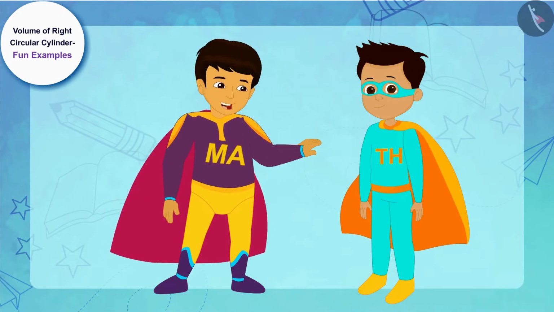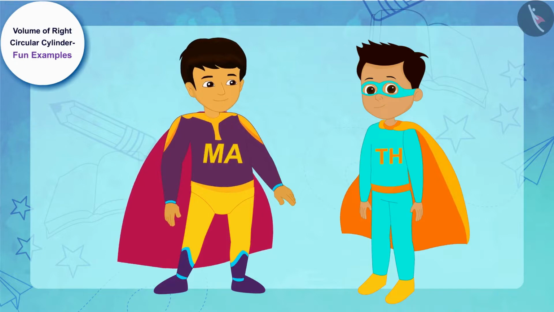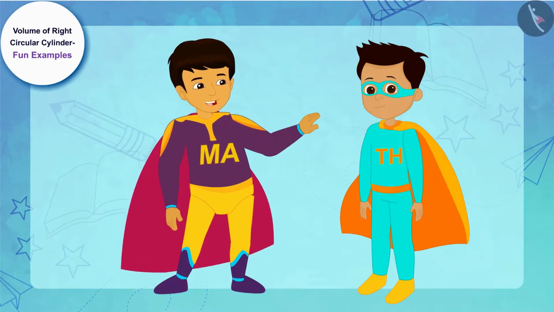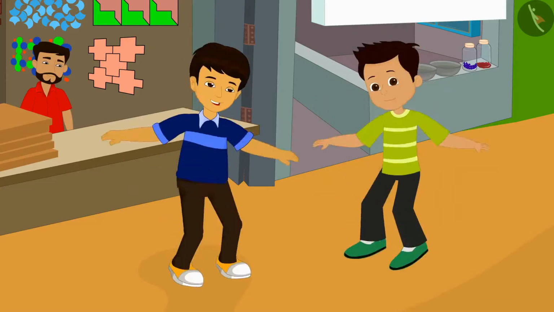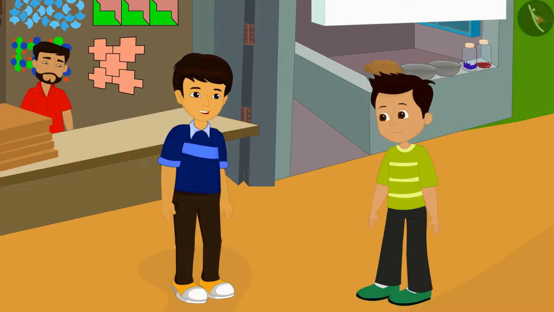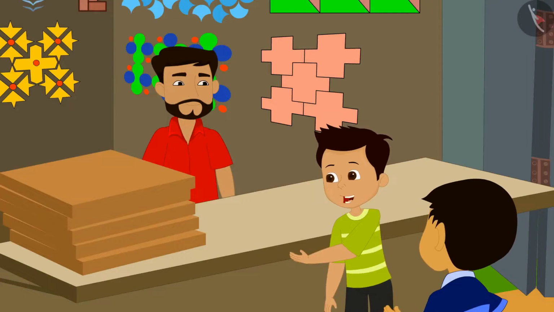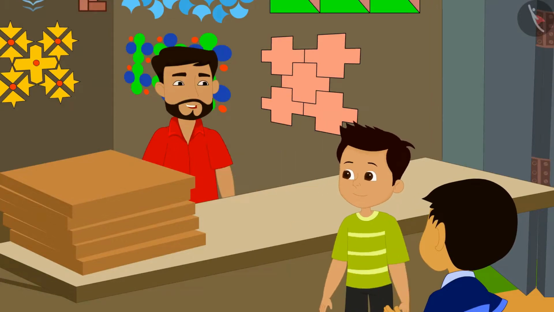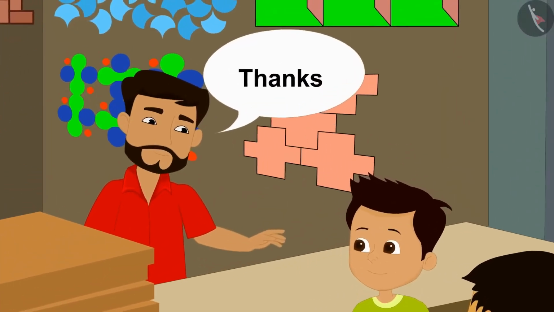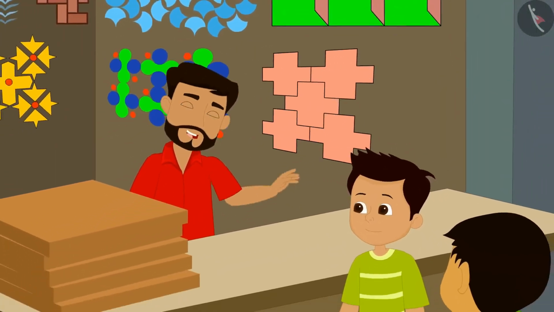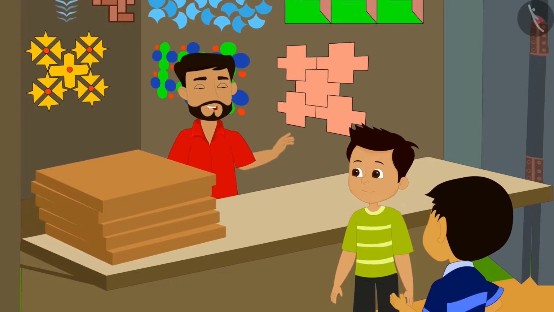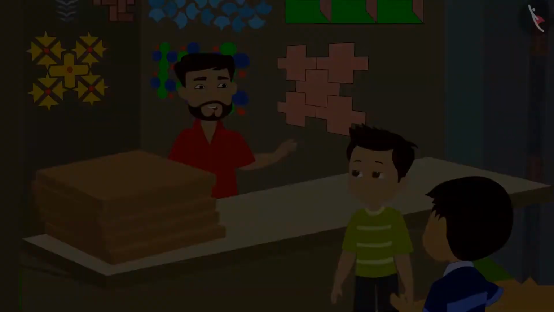Haha, come on, Thomas. Let us quickly return to our world. Uncle will be waiting for us. The two friends told Uncle the amount of iron needed to make the pipe. On knowing this, Uncle thanked both of them and appreciated their intelligence.